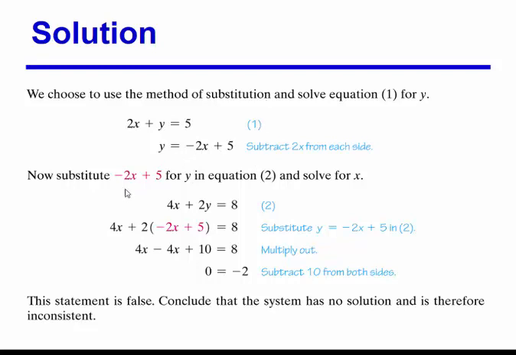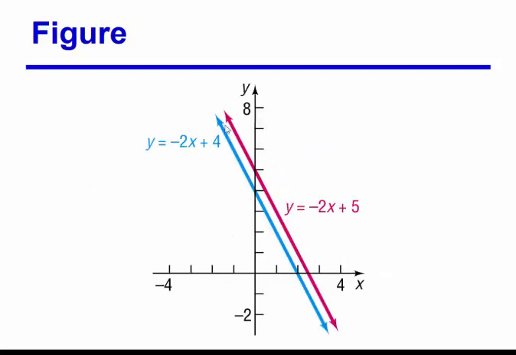That's from equation 1. We take that expression, this is the right side of the equation, we substitute into equation 2, and we solve for x. And then when we do that, we get that 0 is equal to negative 2. This is obviously a false statement, so we're going to conclude that the system has no solution and therefore is inconsistent. If we were to graph the lines, we find out that they're in fact parallel lines.